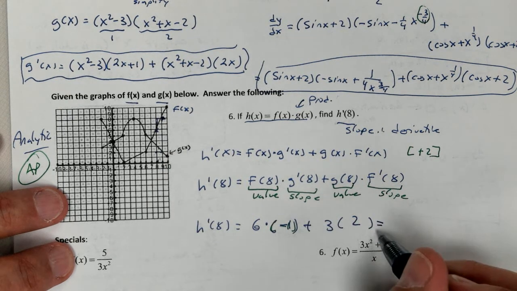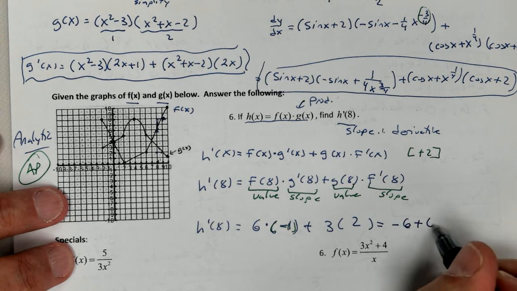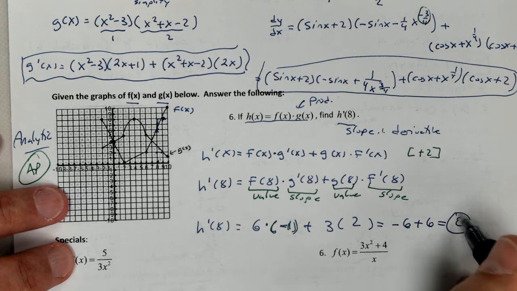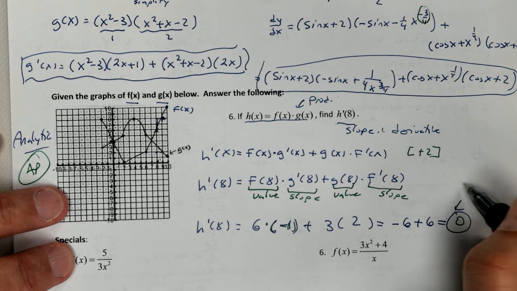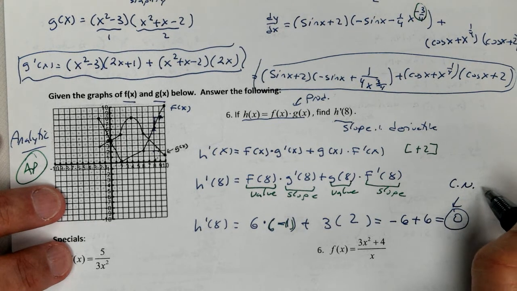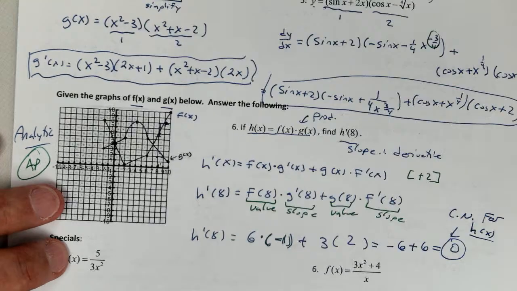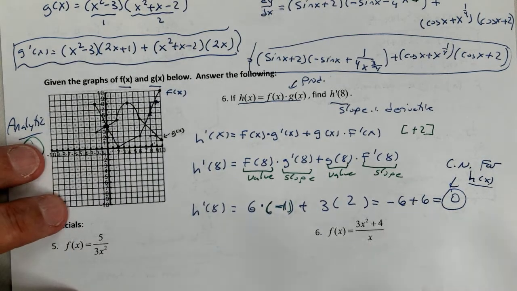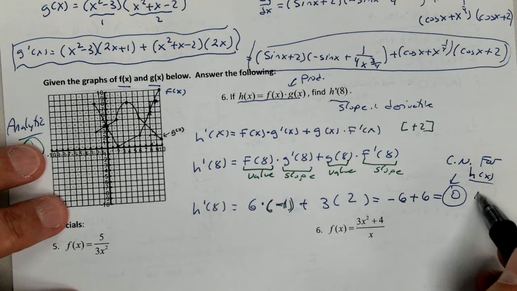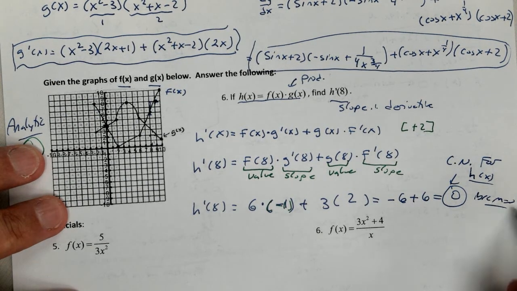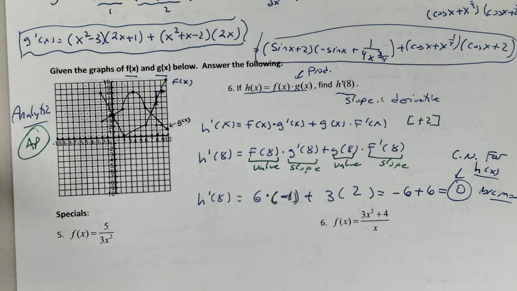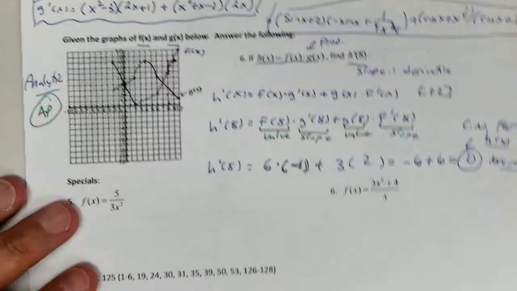And I can simplify this. I get negative 6 plus 6, which is 0, which is interesting. Remember, when the slope is 0, we call that a critical number. This is a critical number for h of x. h of 8 is a critical number. Down there, we know that the slope is 0. Fun stuff.